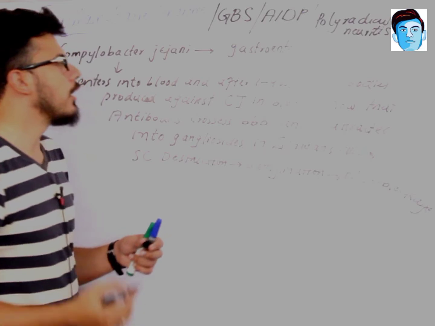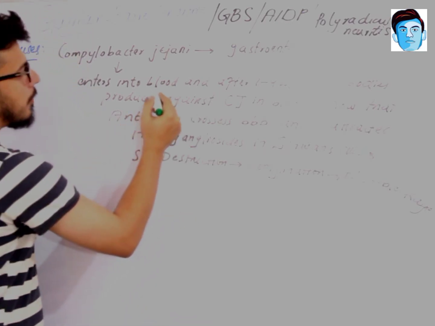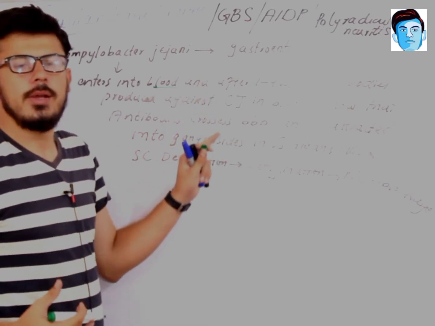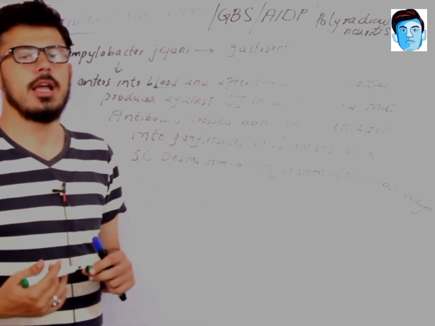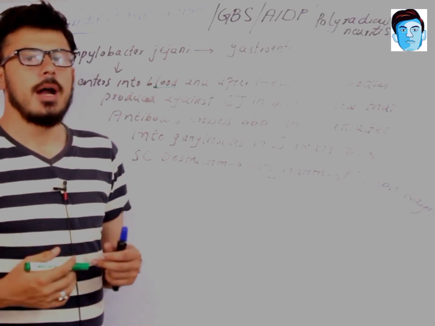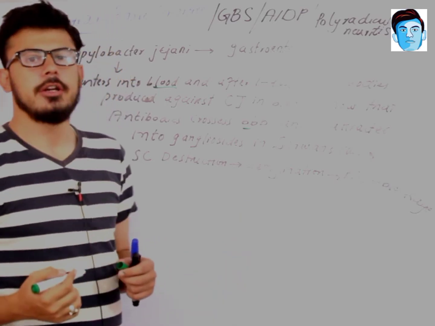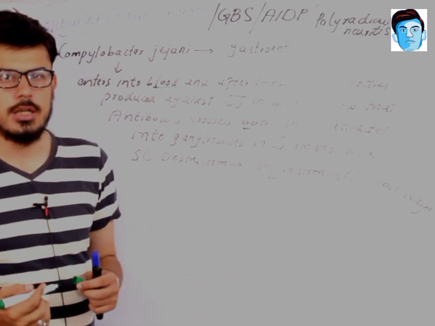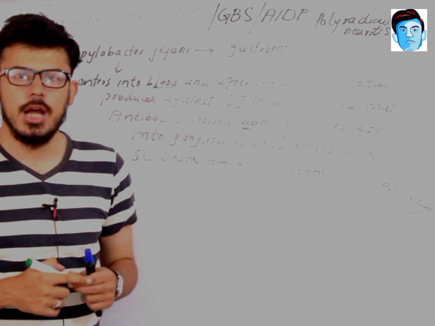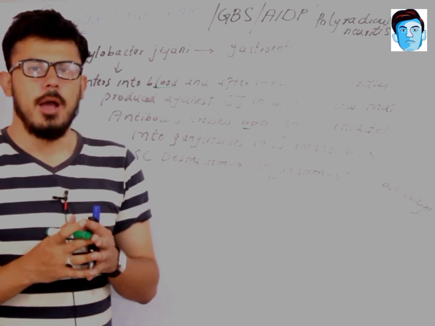Now, how does Campylobacter jejuni cause a disease? Actually, it enters into the blood, and after 1 to 4 weeks, antibodies are directed against the Campylobacter jejuni in the blood. After that, the antibodies cross the blood-brain barrier and are attracted to the gangliosides and the Schwann cells, which leads to Schwann cell destruction. Ultimately, there will be no myelination and there will be nerve conduction blockage.